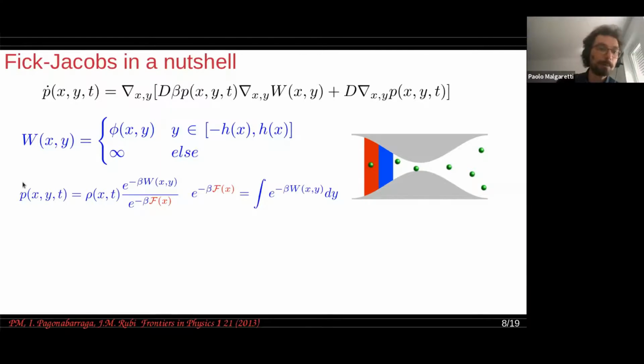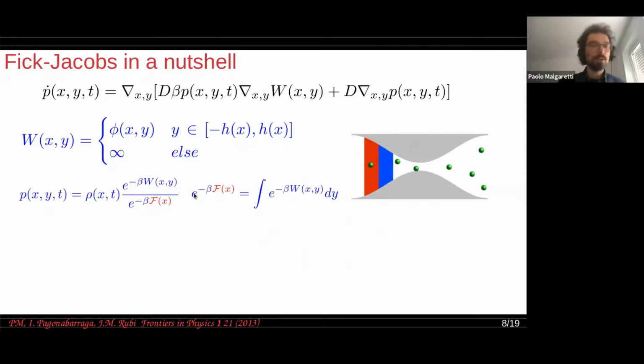So we say that our probability distribution indeed factorizes, and we have an unknown function as a function of x and t. Concerning the transverse direction, where y is the transverse direction and x is the longitudinal direction, we assume the Boltzmann weight, e to the minus beta w, where w is the potential. This means equilibrium, and already means there's no flux along this direction.